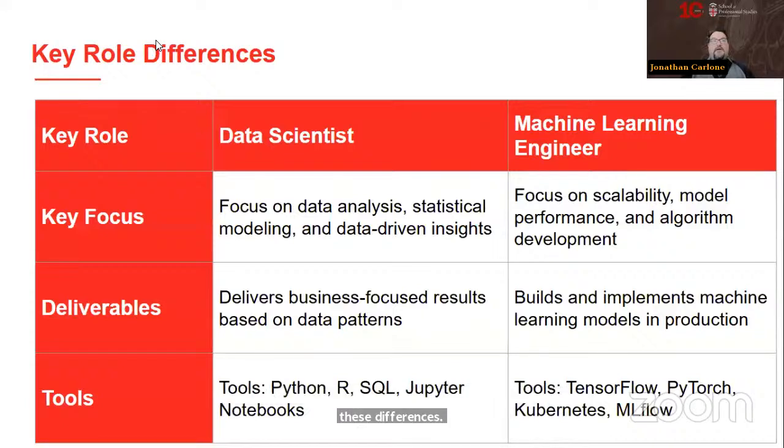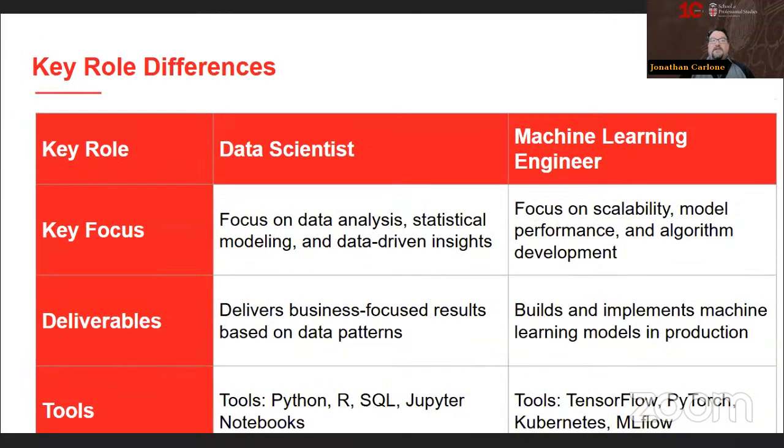Yeah, so the key difference here is data science is focusing on the data analysis, statistical modeling, and data-driven insights. This is different, as you can see here, that machine learning is really focused on the scalability, the model performance, and algorithmic development. The deliverables from those two different focuses are going to be, one is going to deliver business-focused results based on data patterns. The other one is implementing machine learning models in production. So these are really going to be why you're going to want to pursue one course or the other: what are you going to deliver? A business-focused result or a more machine-implemented result.